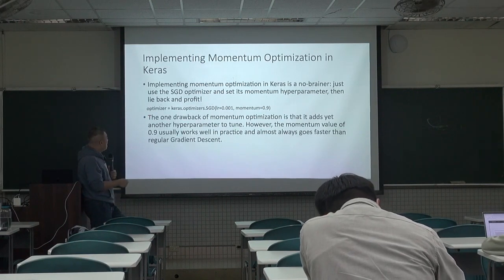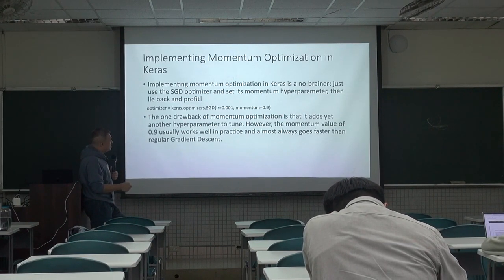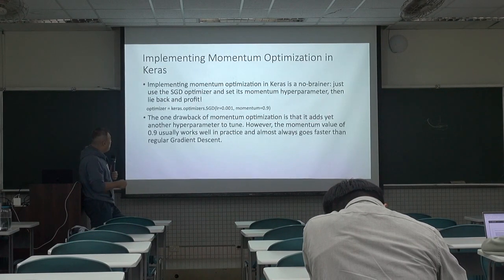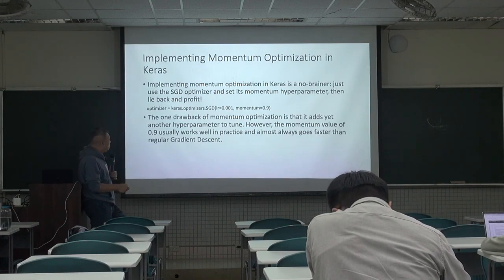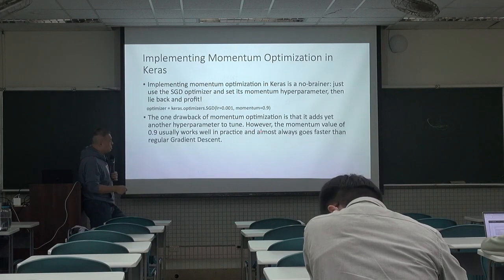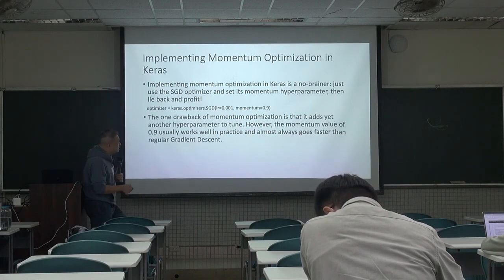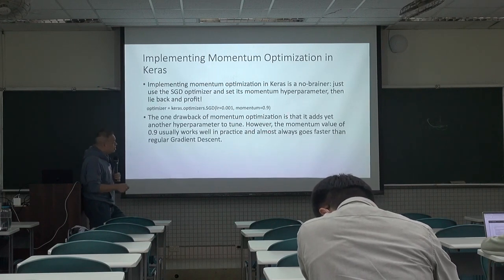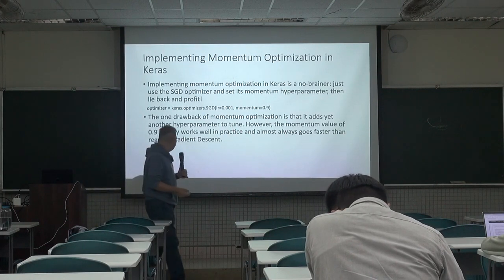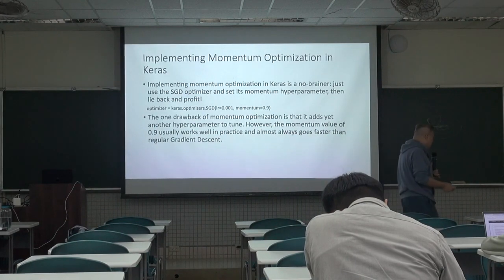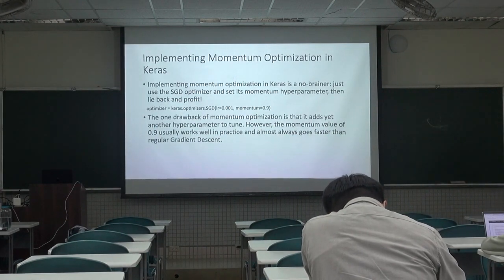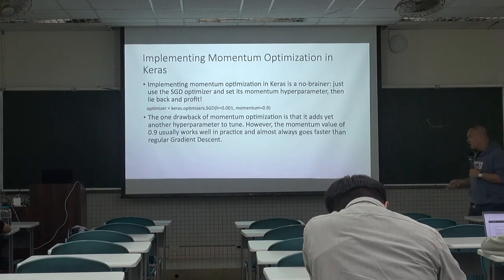The problem with momentum optimization is that you have one more hyperparameter to tune, right? But keep in mind that most of the time you do not need to change this value. In practice, it almost always goes faster than regular gradient descent. You just use 0.9 for this momentum hyperparameter, and you should be good to go.